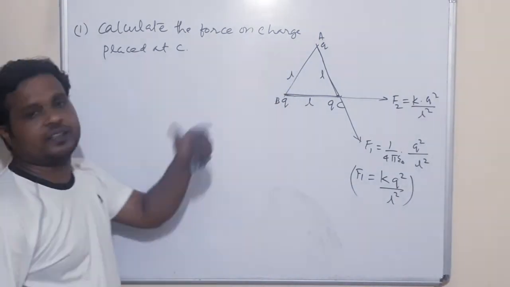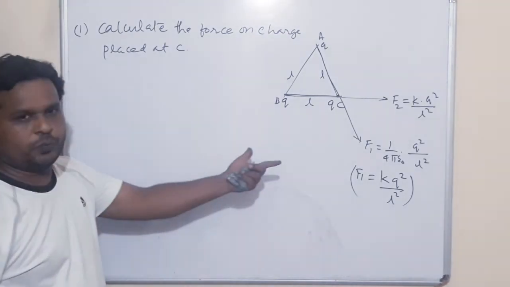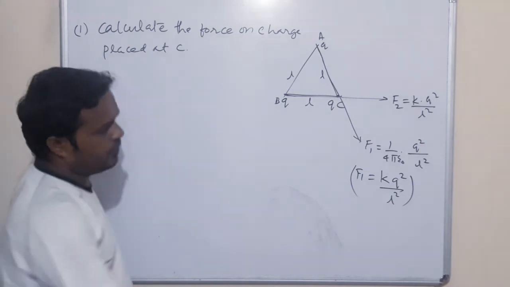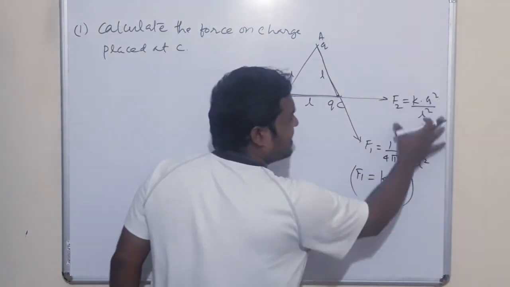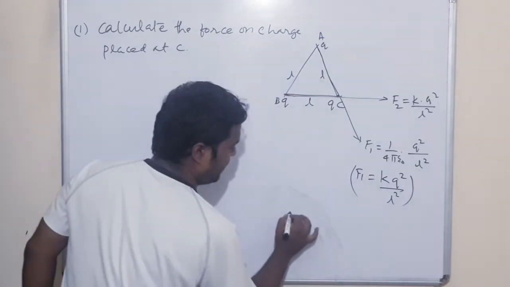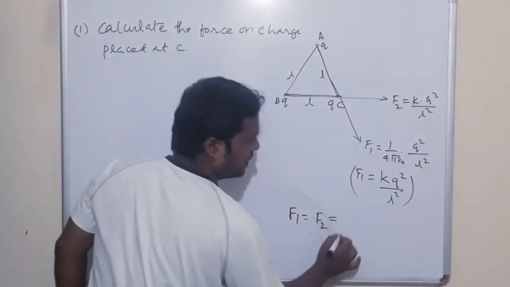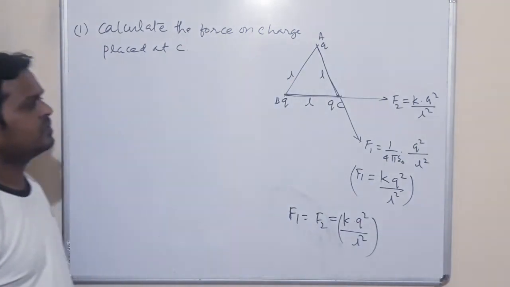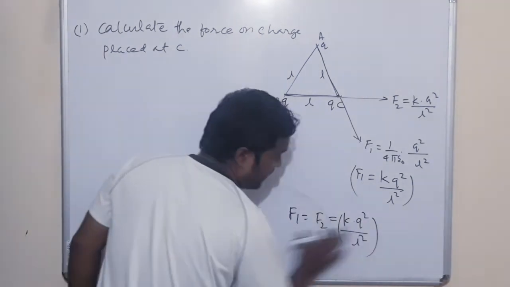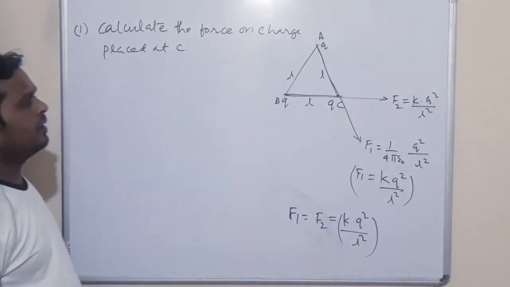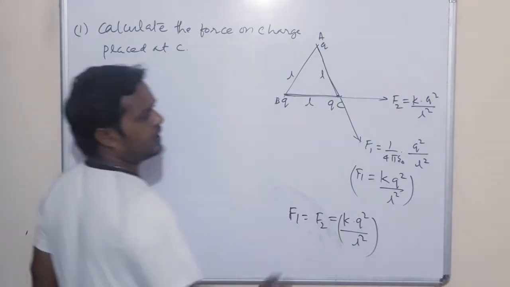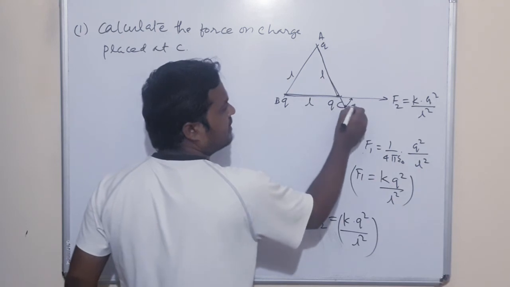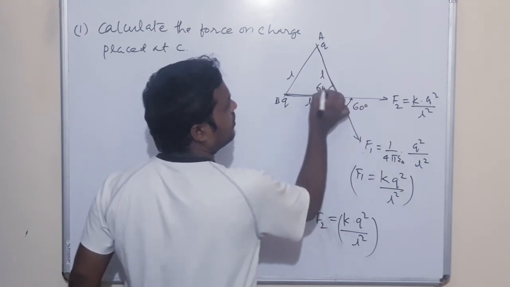Now the vector algebra. Resultant of two forces using vector resultant. How to calculate, that will be very helpful. Whether these two are equal in magnitude. Yes, F1 is equal to F2. Each is equal to KQ square by L square. We have seen that magnitudes of these two forces are equal. Then you also observe the angle between these two vectors. This is F1, this is F2. Angle between them is 60 degree, because this angle is 60 degree.